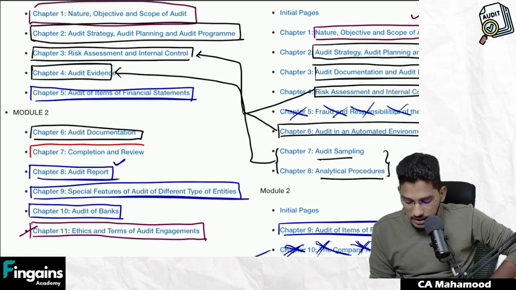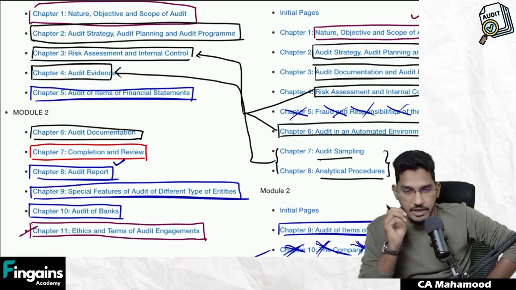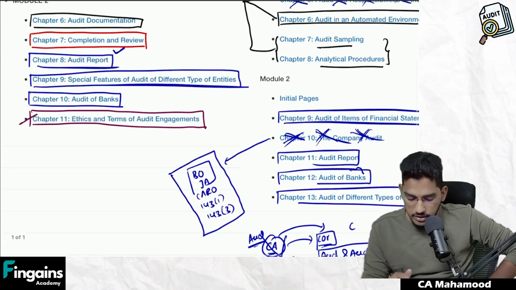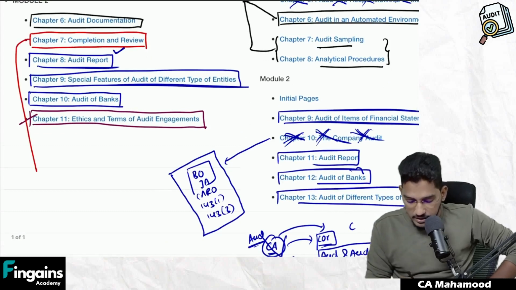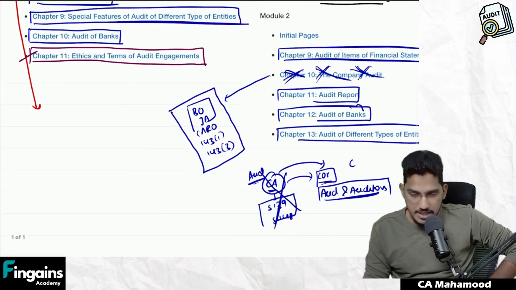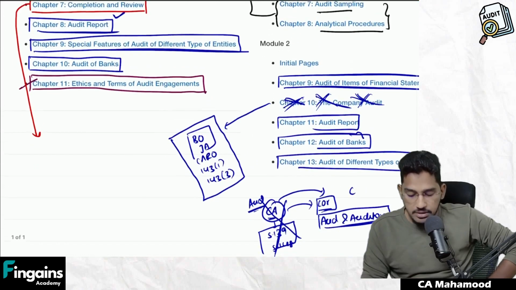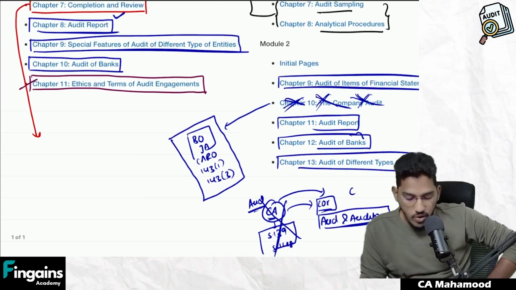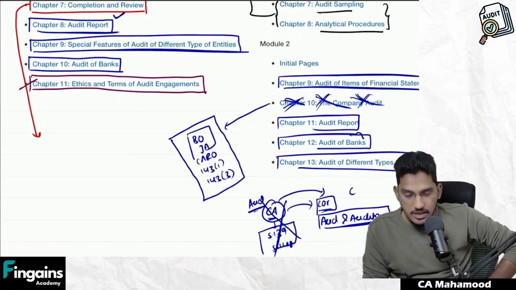The addition which they have done is a chapter called completion and review. They have added one more chapter called completion and review. But frankly speaking, in this also they have just changed the title. Under this chapter, completion and review, there are some 6 standards on auditing which are given.